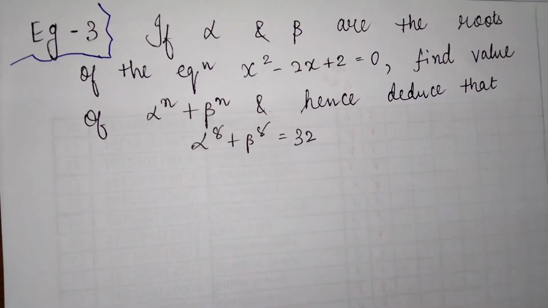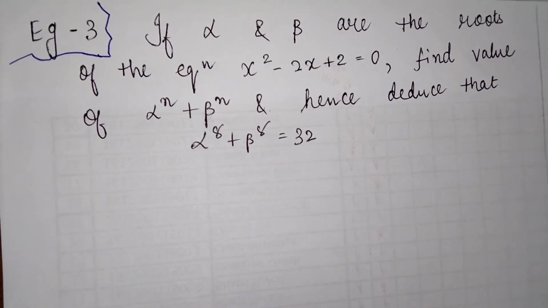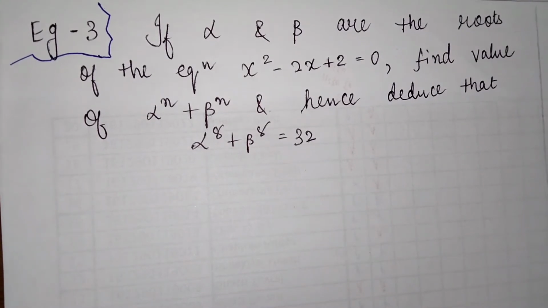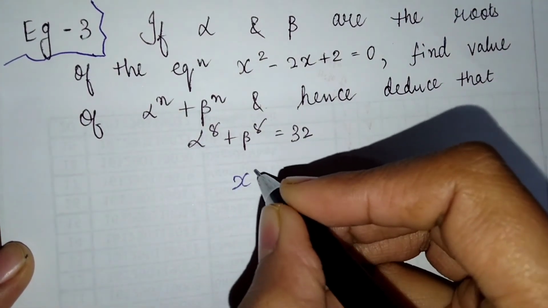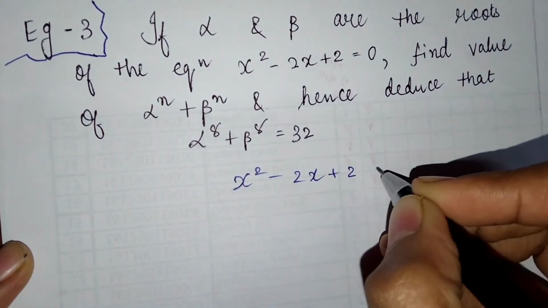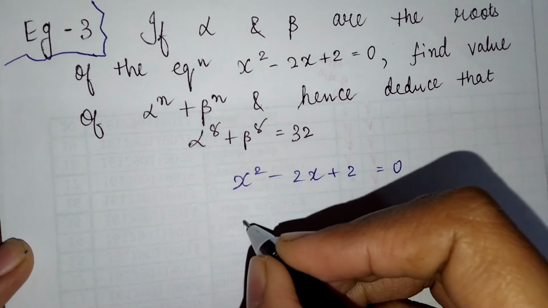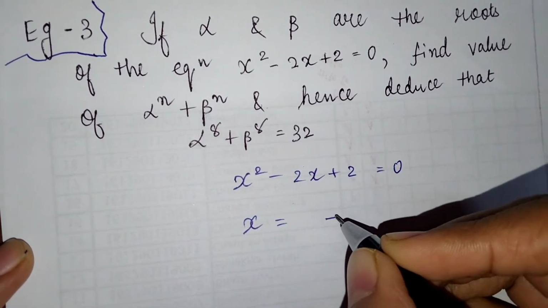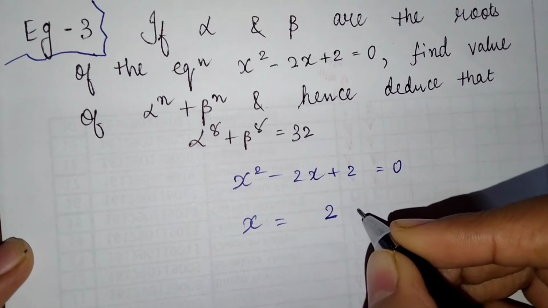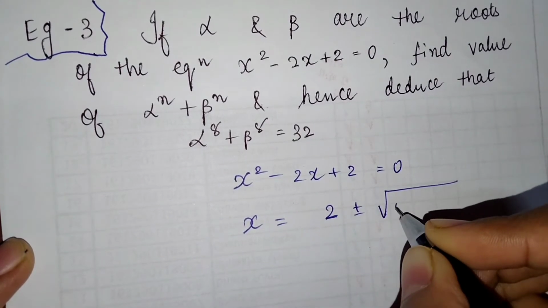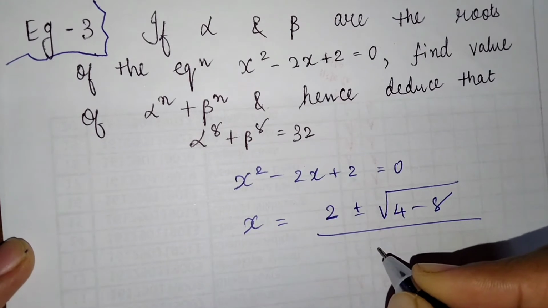Okay? So example 3. If alpha and beta are the roots of the equation x square minus 2x plus 2 equal to 0, then find the value of alpha raised to n plus beta raised to n, and hence deduce that alpha raised to 8 plus beta raised to 8 is equivalent to 32. Now first of all, if the equation is given here, we have to find its roots. So how can we find it? According to the formula, minus b plus or minus square root of b square minus 4ac upon 2a.